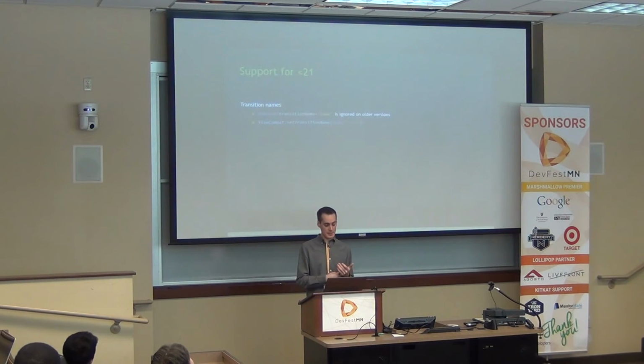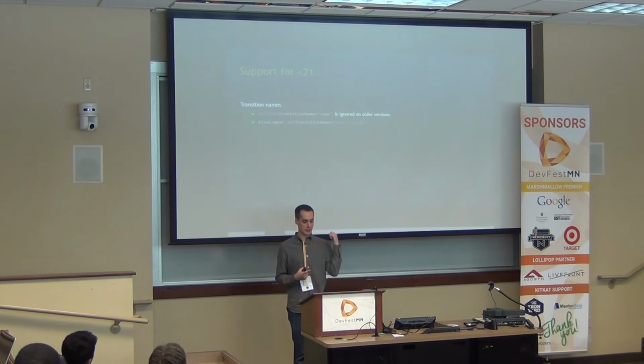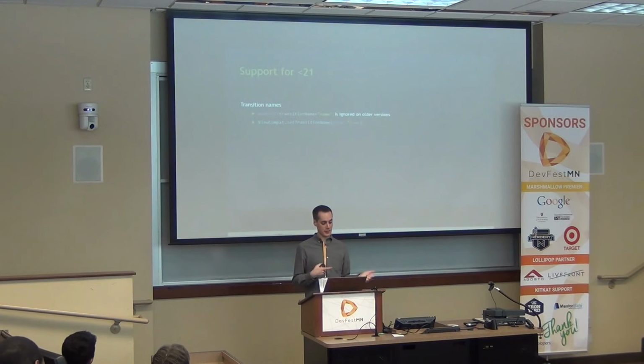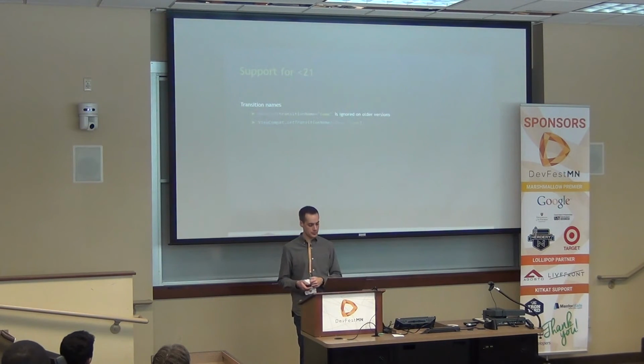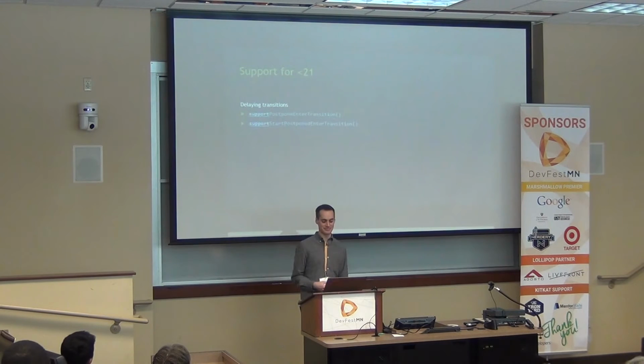And then transition names: if you use the XML android:transitionName attribute, then it's just ignored on older versions, so you don't need to worry about that. And then inside your Java code, you just call ViewCompat.setTransitionName, and it'll take care of that check for you. Delaying transitions, it's again the same thing, you just stick support in front. That's assuming that you're using the AppCompat activity, which I'm guessing most of you are if you're using material things in general.